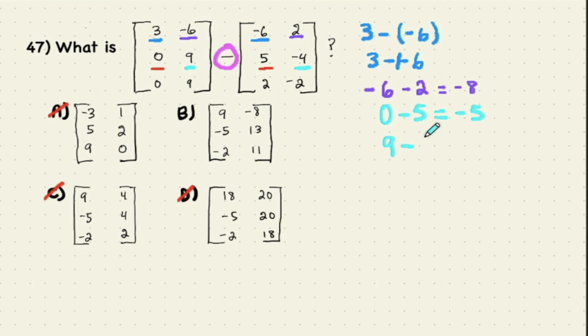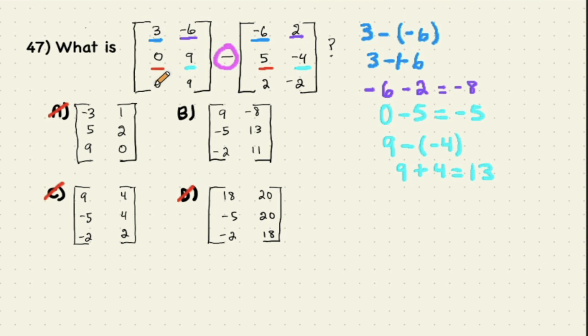9 minus negative 4. Bringing two negatives together, that's 9 plus 4, which equals 13. All right, and let's move on to the next one here.